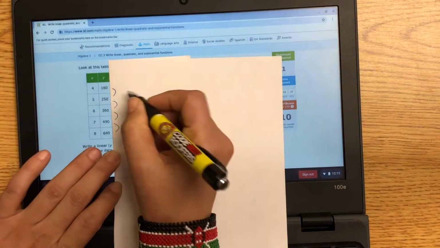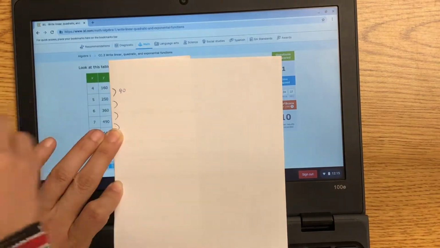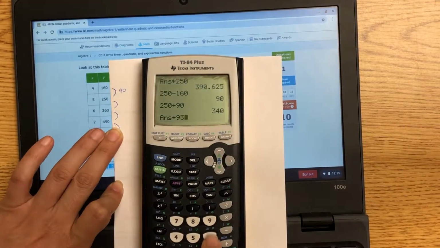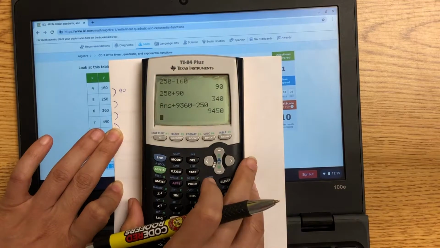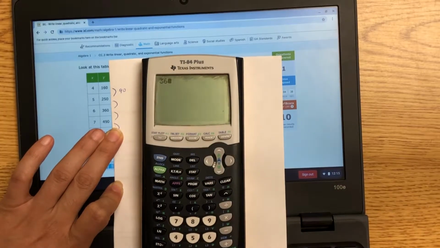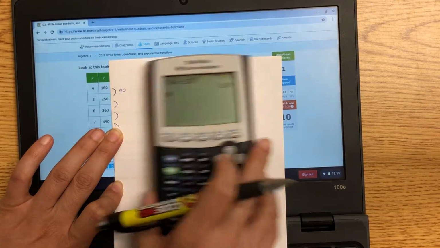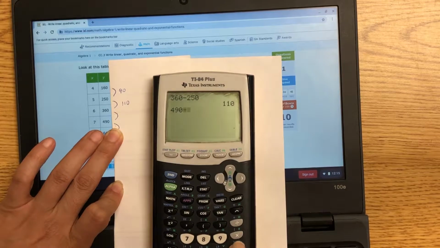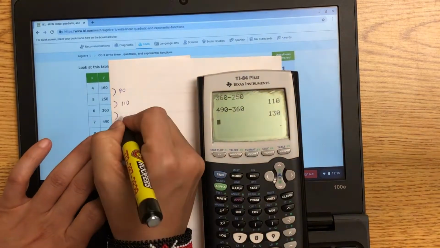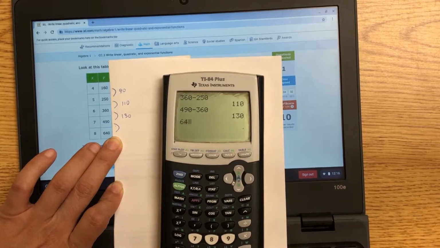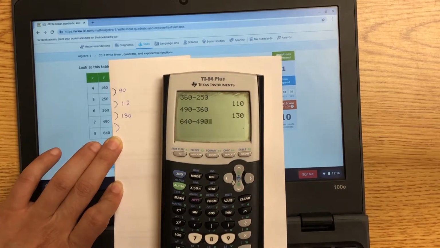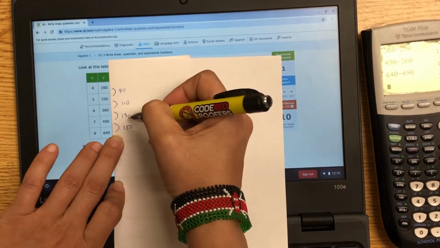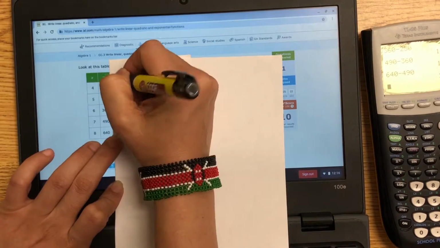All right, so 250 minus 160 was 90, adding 90. Then you do 360 minus 250, that's what, 150? Oh, what am I doing? 360 minus 250 is 110. 490 minus 360 is 130. 640 minus 490 is 150. Okay, linear would have been if all of these are the same. So this is called the first difference.